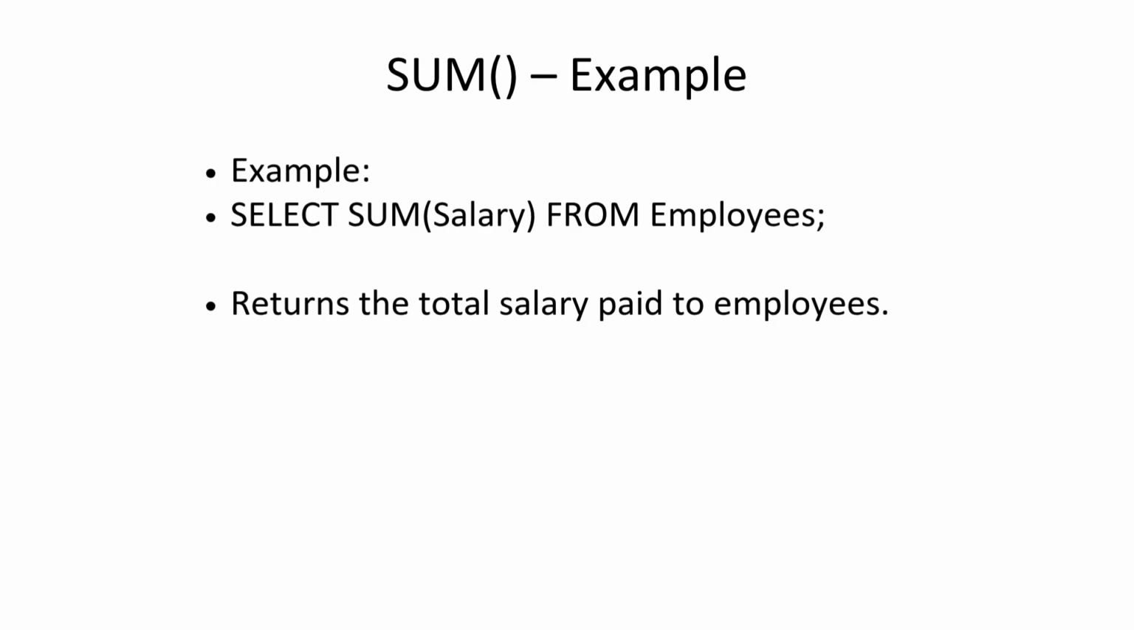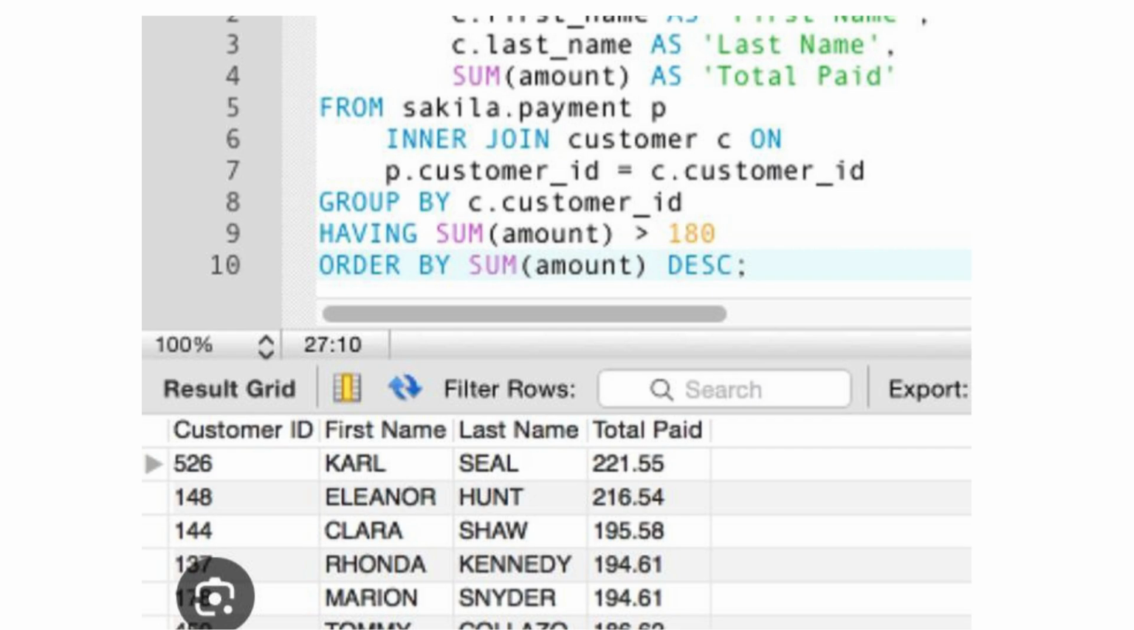Sum example. Here is an example. Select sum in brackets salary from employees semicolon. This will add up all the salary values and return the total salary paid to all employees. It helps management understand payroll costs or budget requirements at a glance.